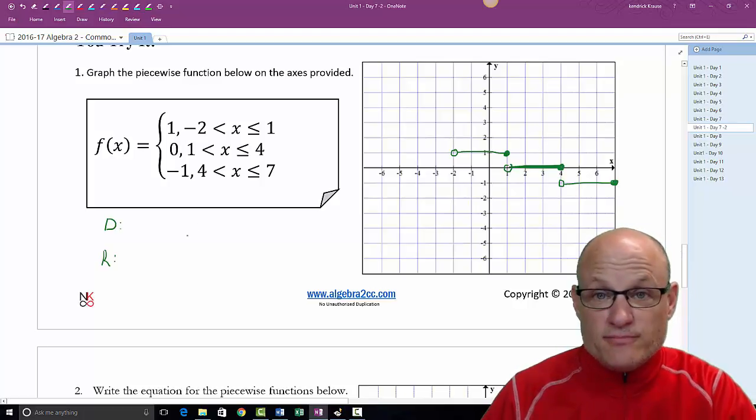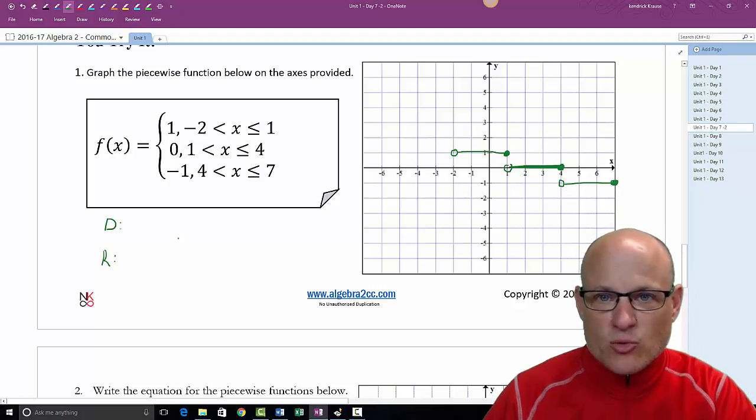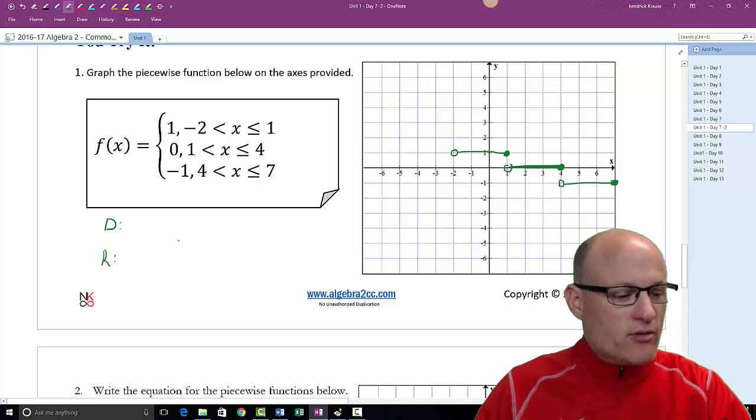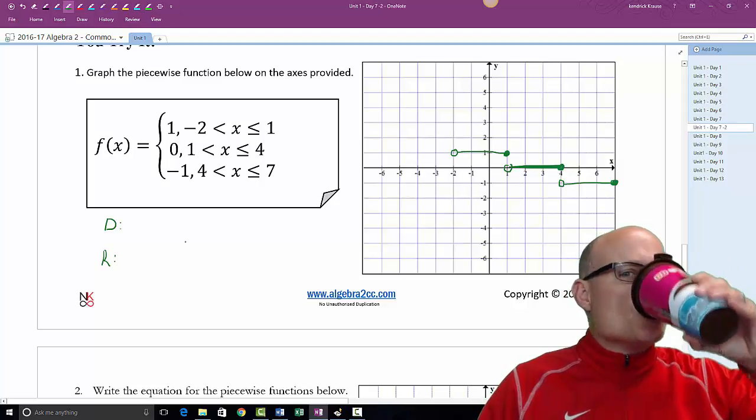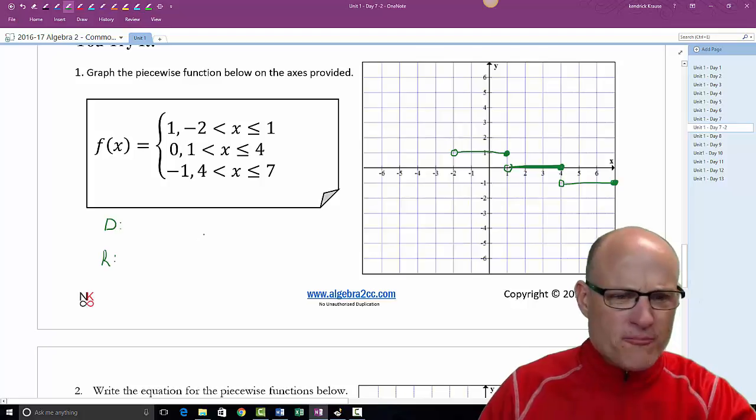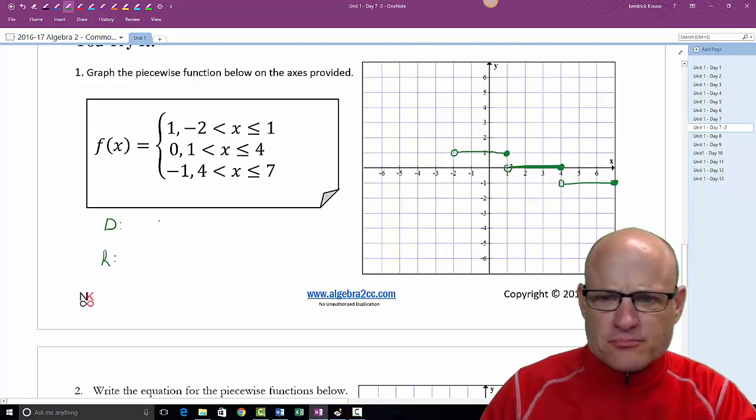So, how'd you do? Did you write the domain or range? Stop for a second. Write the domain and range. You should have paused it while I was doing that.